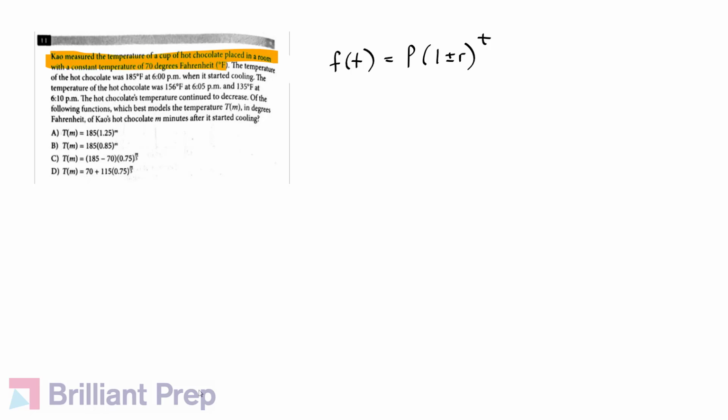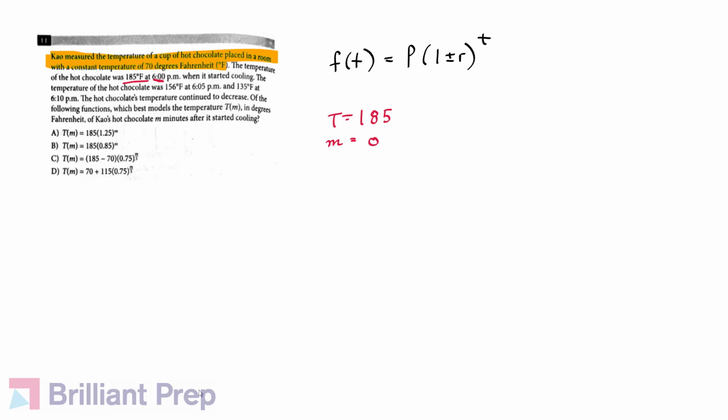It says the temperature of the hot chocolate was 185 at 6 o'clock. So this is going to be some values we're going to plug in. Now they define T as the temperature, and they define M as the minutes after it started cooling, and it started cooling at 6 o'clock. So the point we can plug in here is our temperature is going to be 185 when our M is what? Well, M is defined as the minutes after it started cooling. It's starting to cool at 6, so this is where M is 0.